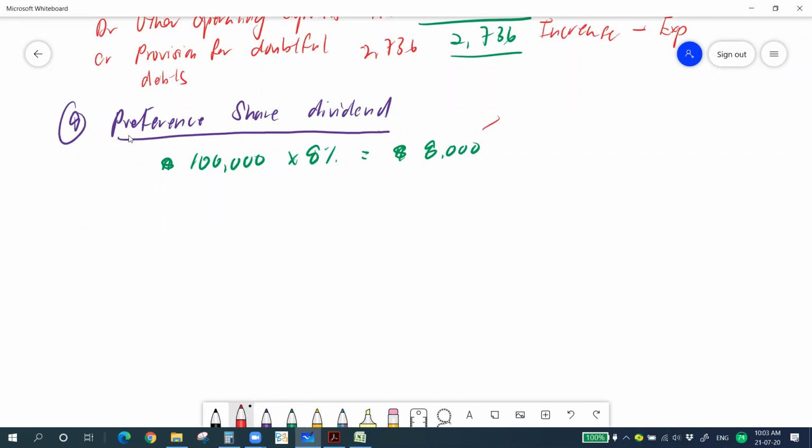Because this 8,000 is unpaid, right? So we have to charge accruals. Double entry: we debit the finance cost, 8,000. And then we credit to the accruals, 8,000.